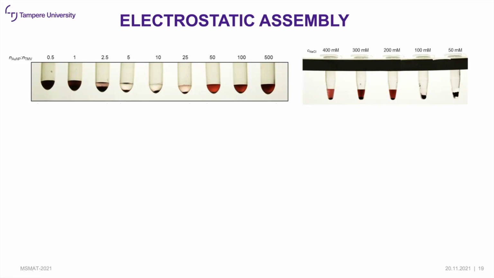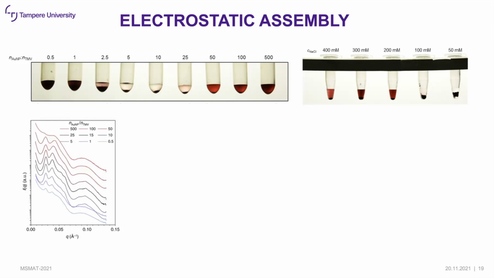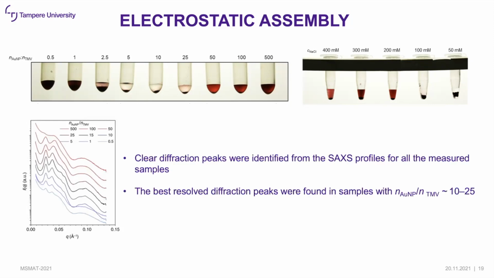And this suggests that there is a colloidal level aggregate. You can study these solutions quickly, in the solution state, to see if there are some assemblies, using small angle X-ray scattering. All the samples that we studied show a nice diffraction peak. That means there are some structures formed irrespective of the ratio. However, the best diffraction peaks were observed only in the range of 10 to 25.